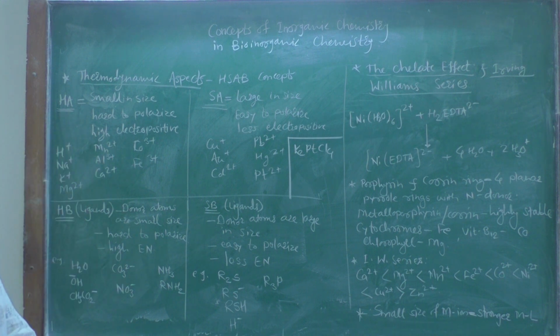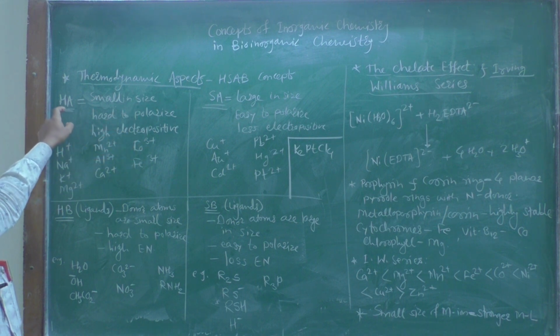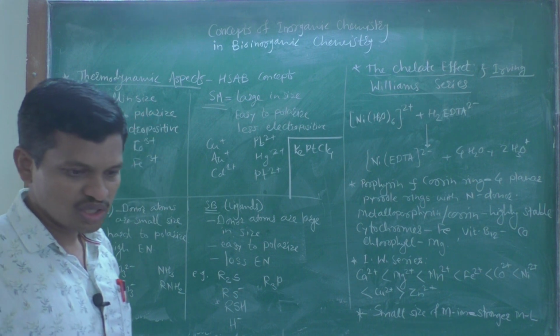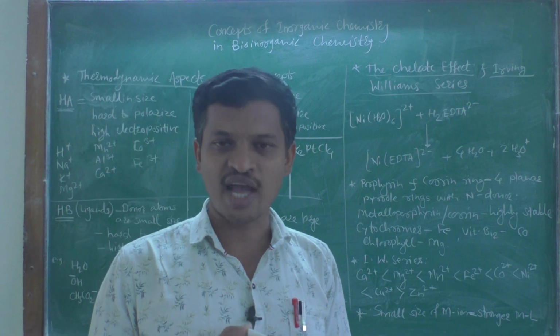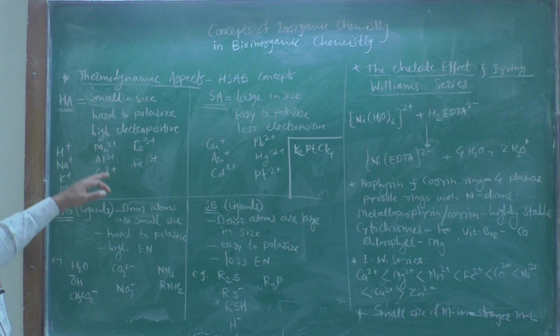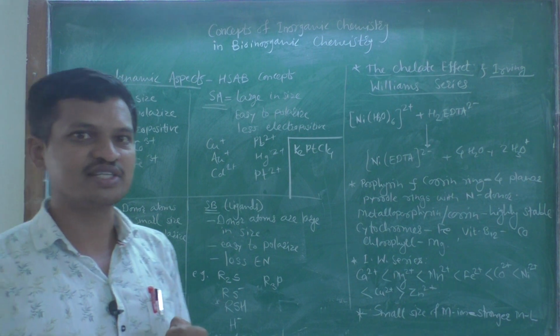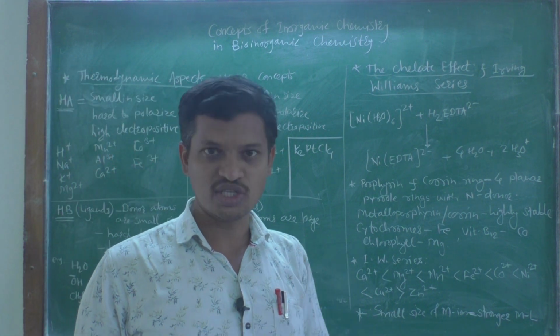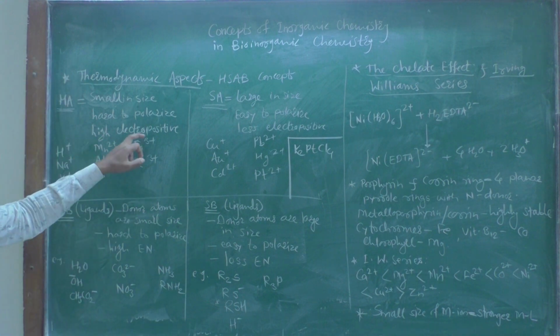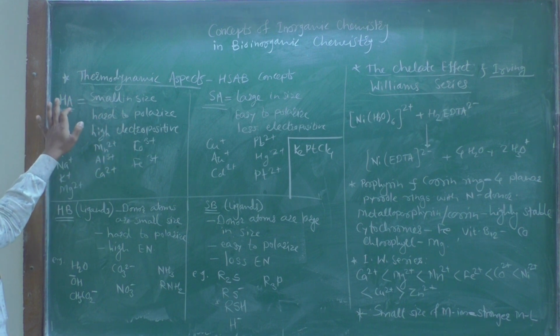Hard Lewis acids are those Lewis acids which are smaller in size. Why are they called hard? Because they are hard to polarize. So the polarizability of such acids is very less. They are very hardly polarized. Then they are highly electropositive. The acceptor atoms in these Lewis acids are very highly electropositive, mind well. So these 3 points of difference make it clear that these are known as hard acids.